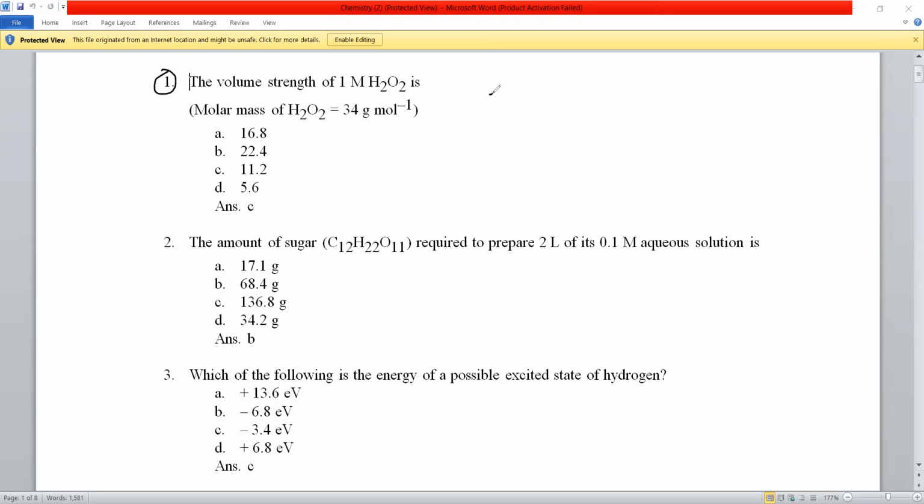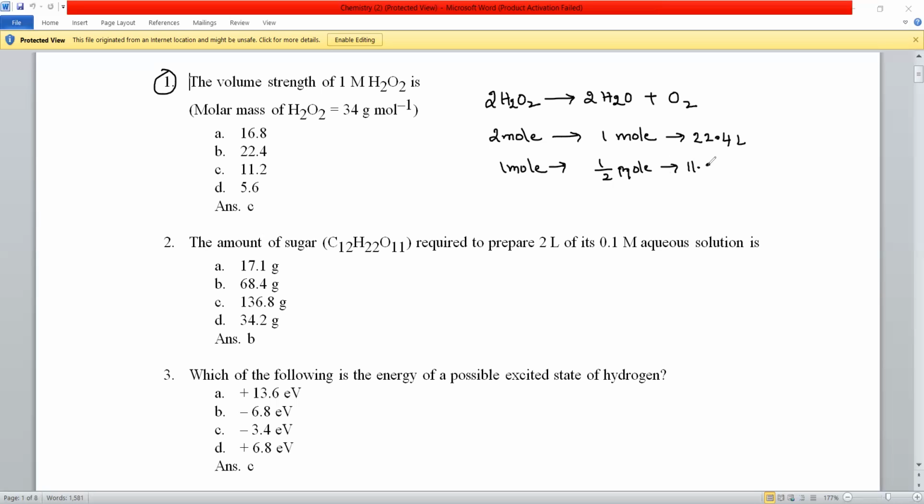Since we know very well, 2 moles of H2O2 will generate 2 moles of water as well as 1 mole of oxygen. That means 2 moles of H2O2 can give 1 mole of O2, right? 1 mole of O2 means 22.4 liters will be generated. Then 1 mole of H2O2 can generate half of this. That means 1 by 2 mole, so 1 by 2 mole means 11.2 liters.